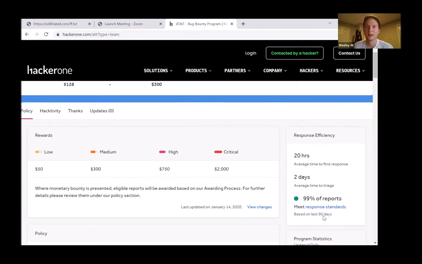High would be like a stored cross-site scripting, or lots of permissions type issues are often considered high. So if I have an insecure direct object reference, where I can use my ID and access your ID, that usually falls into high. And then critical is things like SQL injection, remote code execution, those types of things.